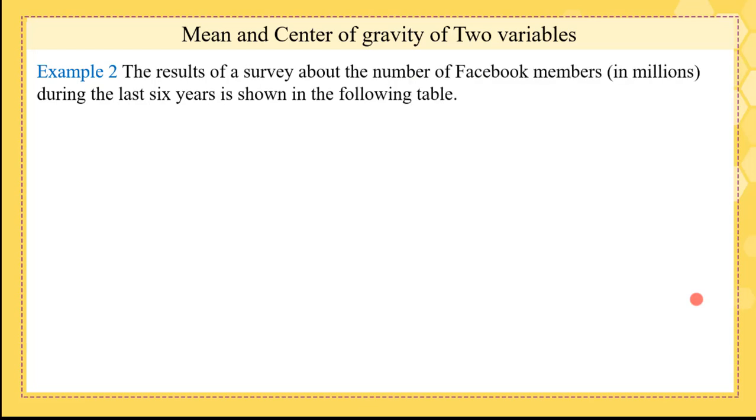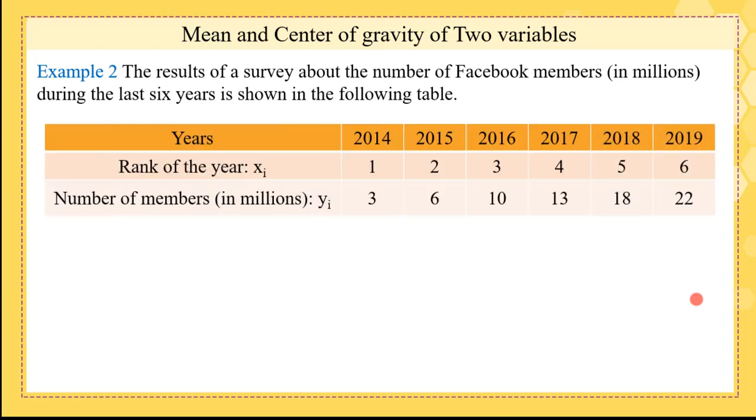In example 2, the results of a survey about the number of Facebook members in millions during the last 6 years is shown in the following table. We put here the rank of each year. So if we start by the year 2014, we put for this year number 1. If we end by the year 2019, we put a rank 6. The number of members in millions: in year 2014 we have 3 million Facebook members. In year 2019 we have 22 million Facebook members.